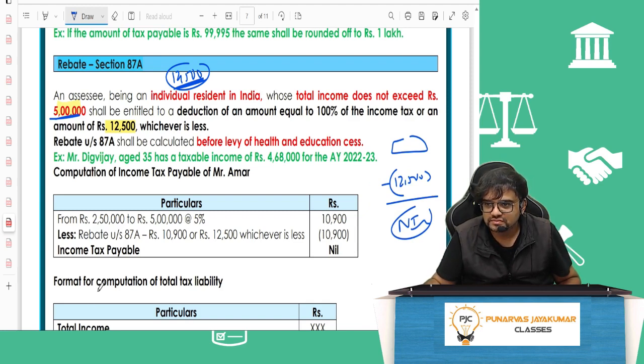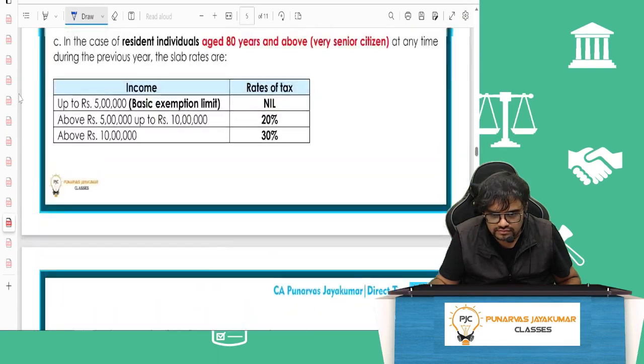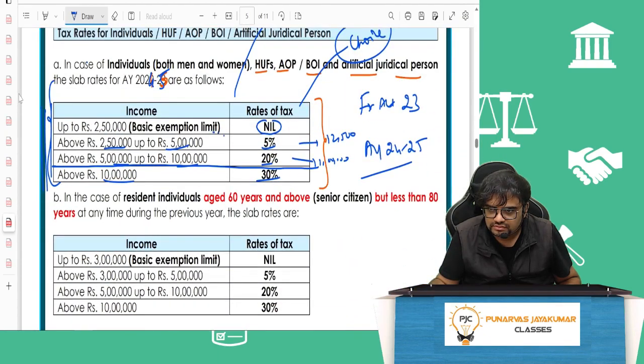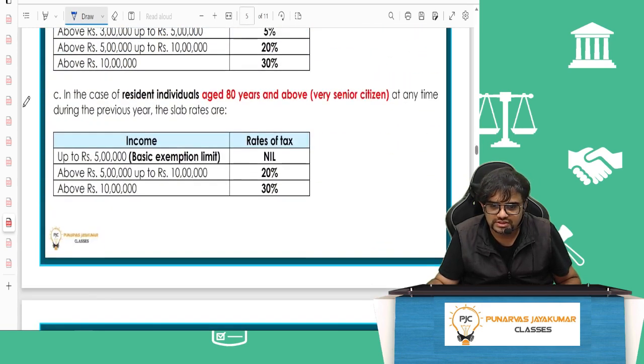How much is it? 7 lakh rupees. Correct? This is for the normal. Normal means this one. Correct? Now the 115 BAC, for that regime, what is the rebate? 5 lakh is increased to 7 lakh. Yes, 5 lakh is increased to 7 lakh.